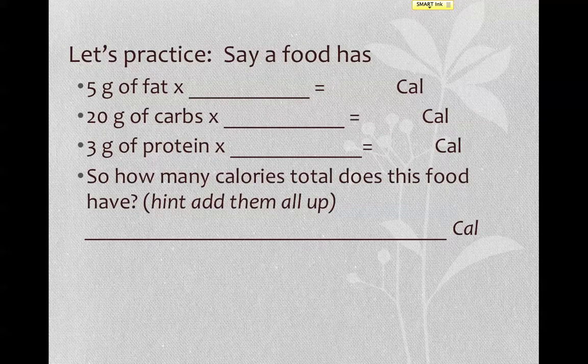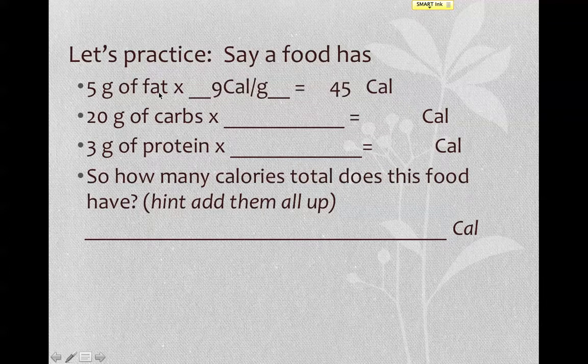Say a food has 5 grams of fat, 20 grams of carbs, and 3 grams of protein, and I want you to do some calculations and figure out how many calories total this food has. The hint is to add these all up. I want to show you what I mean by the first step. Remember how I told you fats have 9 calories per gram? So you'd say, okay, 5 grams times 9 calories per gram would give you a total of 45 calories. Notice that the grams canceled. There is a gram on top and a gram on the bottom, and you simply say 5 times 9 gives you 45 calories.